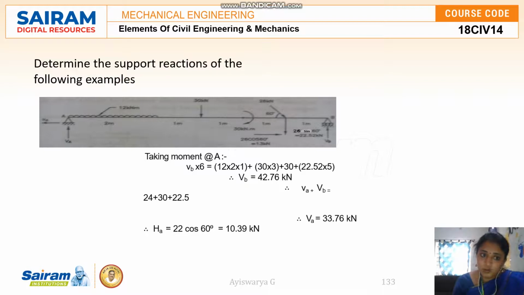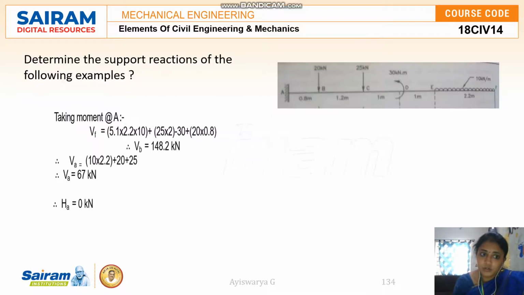So this is how you need to solve using the equilibrium condition: summation of Fx equal to 0, summation of Fy equal to 0, and summation of M equal to 0. Right. So the next question is, determine the support reaction of the following example. So here I have a fixed beam and it's a continuous beam, right? In this beam you can see the concentrated forces 20 kilonewton, 25 kilonewton, a moment of 30 kilonewton meter, and UDL 10 kilonewton per meter, that is over a length of 2.2 meter, right?